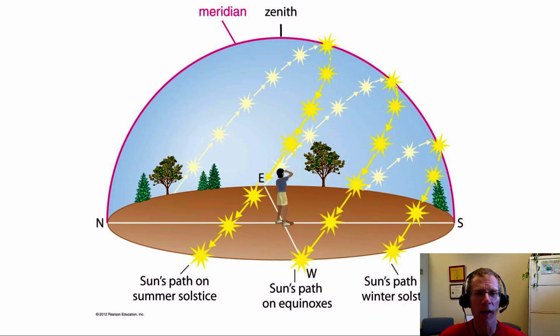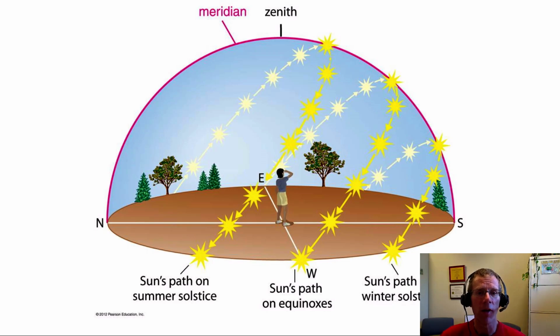Here's a good summary of the apparent path that the sun takes around the earth in the summer, the first day of fall and spring, and the first day of winter and most of winter. So notice in a northern hemisphere summer, the sun rises north of east, gets high in the southern sky, and then sets north of west. So it's in the sky for a long time, and it's high overhead in the summer.